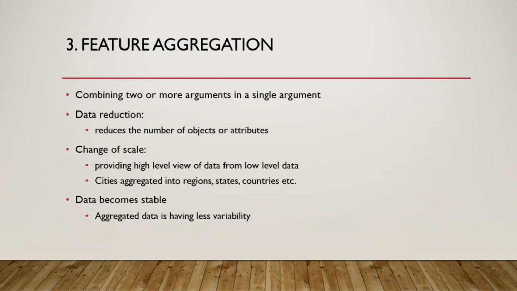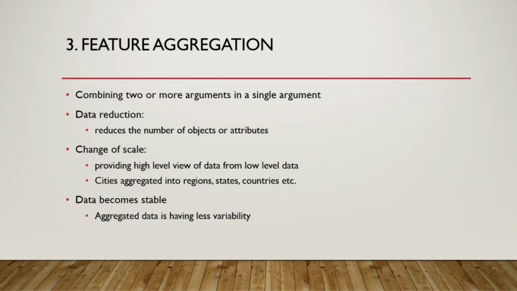So I can change the scale so that I will have the high level view of data. Sometimes I don't have anything to do with the low level data, maybe the address, the locality of a person, but I am only interested in which country the person has come from. So instead of maintaining all these address details, I can create a new column and keep just the country name of that person. So data will be simple and the scale will be changed.